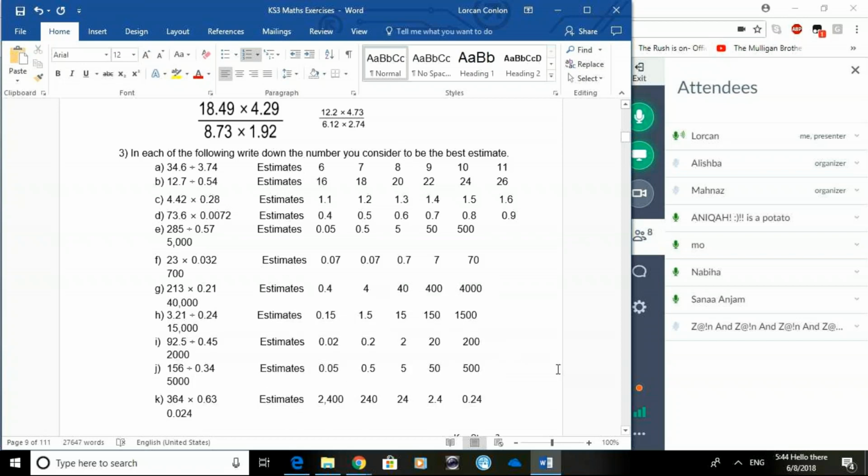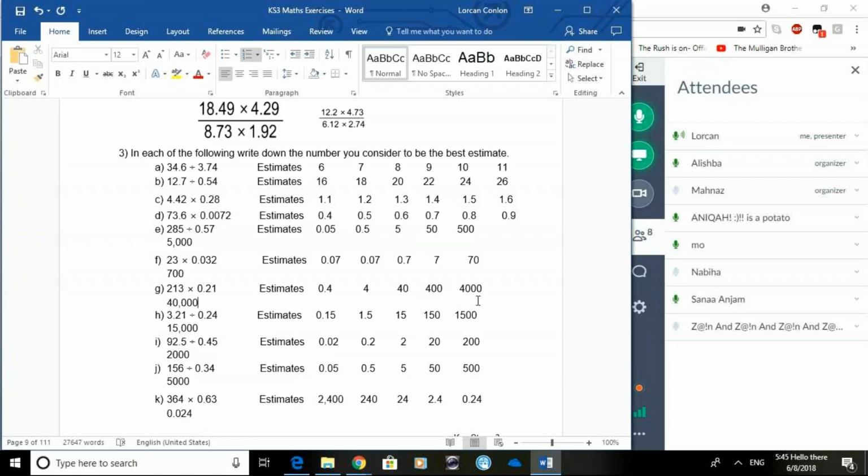213 times 0.21. And the options this gives us are 0.4, 4, 40, 400, and 4,000. So what can anyone tell me about the different options that they give us? What links all these options for answers? They all include 4. They're all decimals. Well, 4,000 isn't a decimal, for example. They all include 4. Yeah, they're just getting 10 times bigger every time, okay?